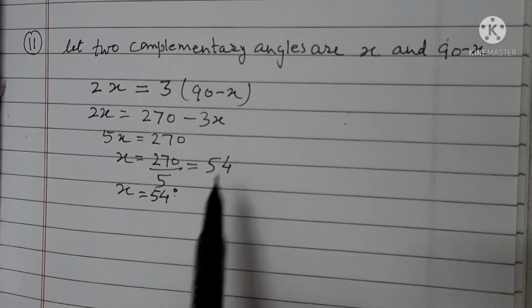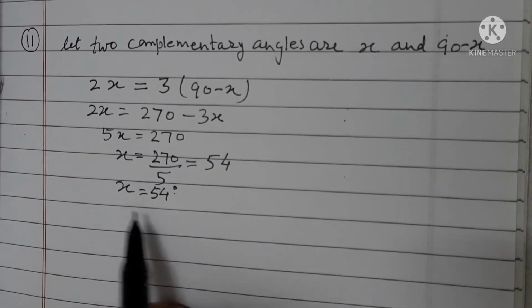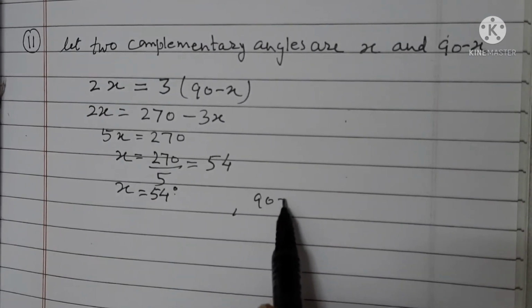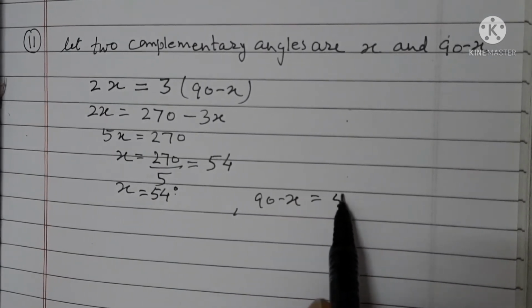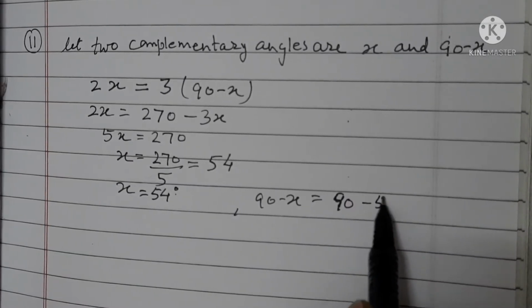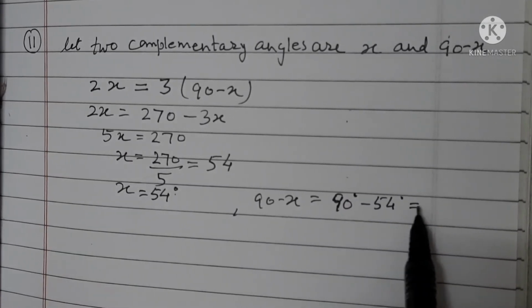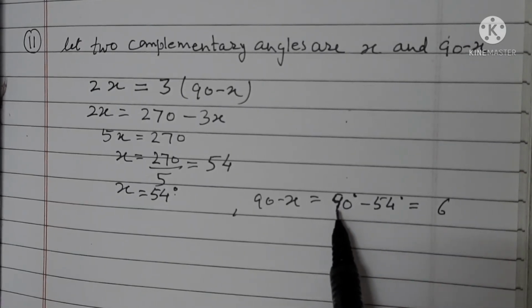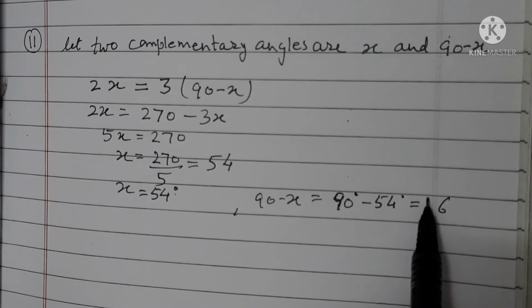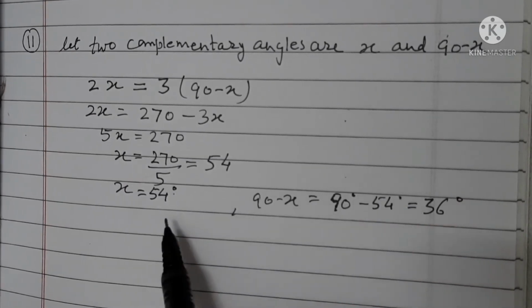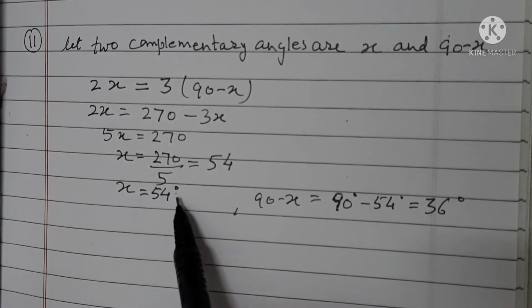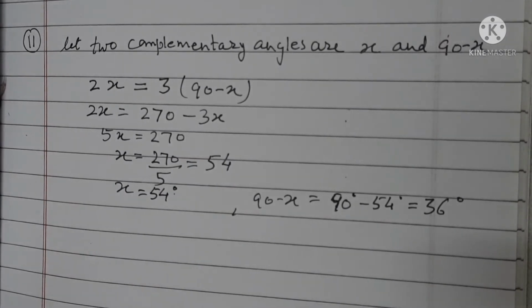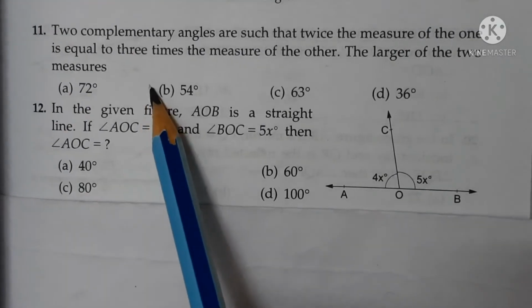degree, and so x is equal to 54 and the other will be 90 minus x. 90 minus x means 90 minus 54. We will get 36 degree. So which is larger? 54 degrees is larger. Option B is correct. Mark the option B. Next question number 12.